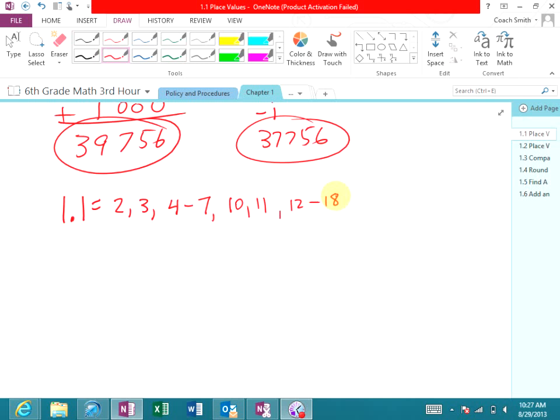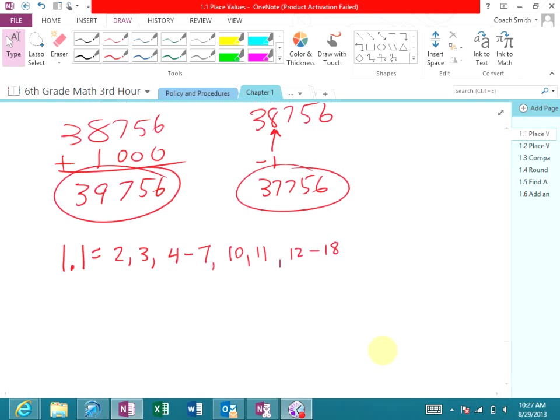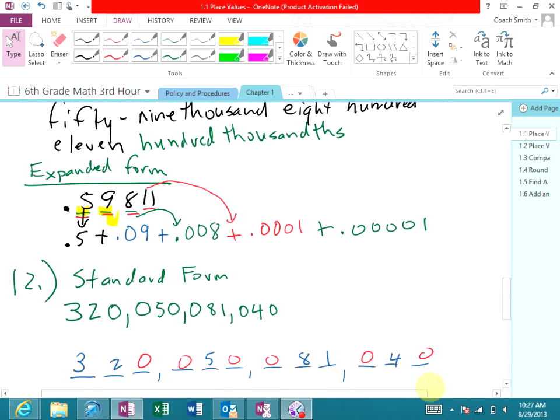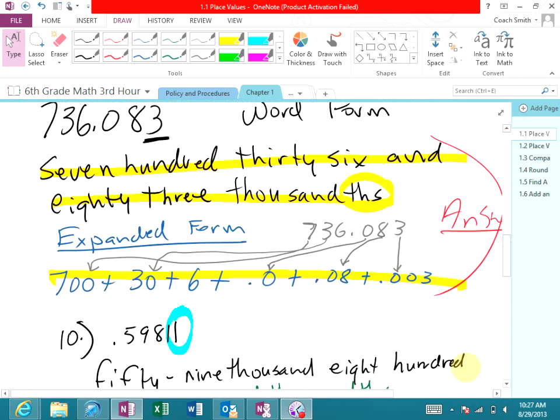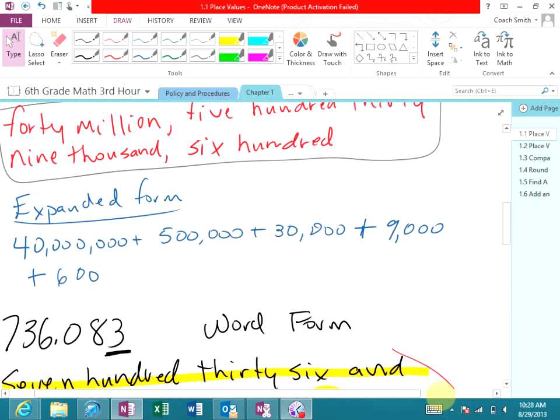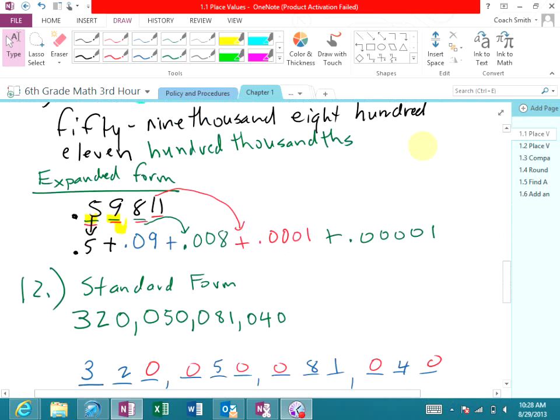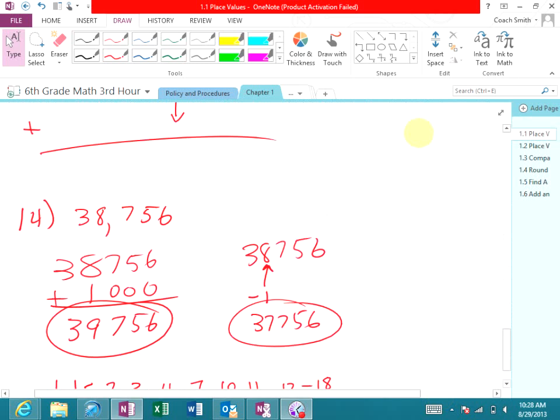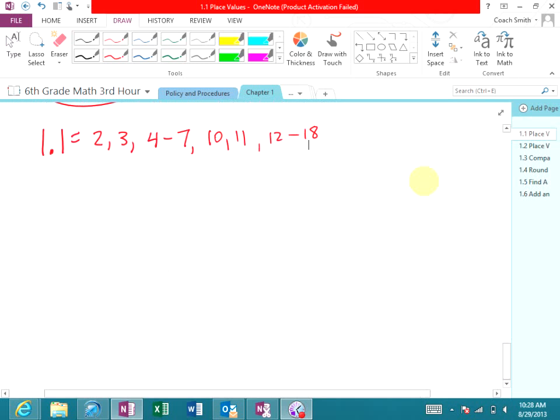All right, let's look at number 4. I think I did. Let me check the notes back up here. No, I didn't do number 4. Okay, there's the assignment. Let's look at number 4.